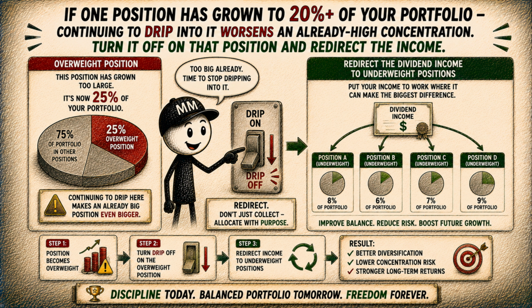When to turn DRIP off. Situation 2. One position has grown too large. If a stock you own has appreciated significantly and now represents 20% or 25% of your portfolio, above your intended maximum per holding, continuing to DRIP into it every quarter compounds the concentration problem. In this situation, you turn DRIP off on that specific position and redirect the dividend income to purchasing underweight positions instead. DRIP should serve your portfolio structure, not work against it.